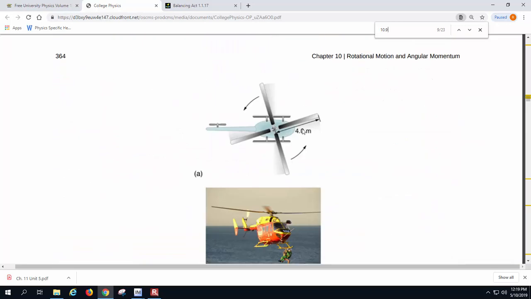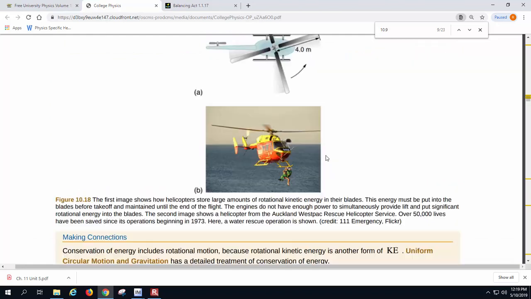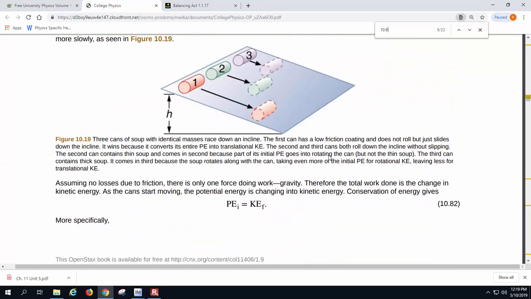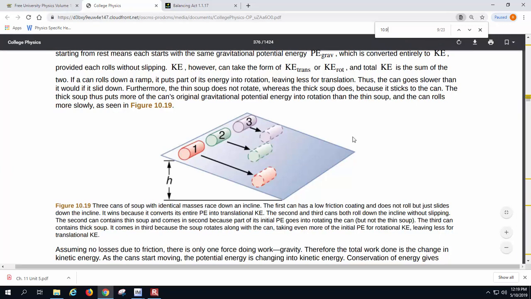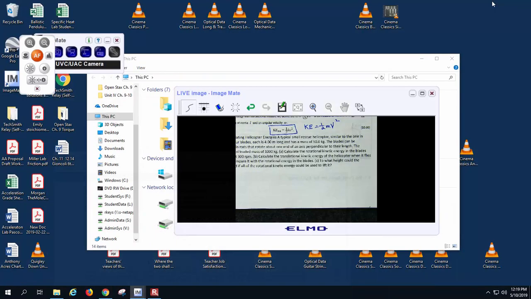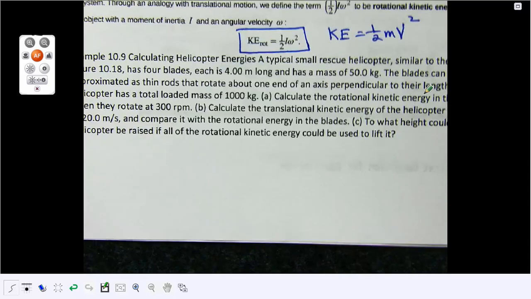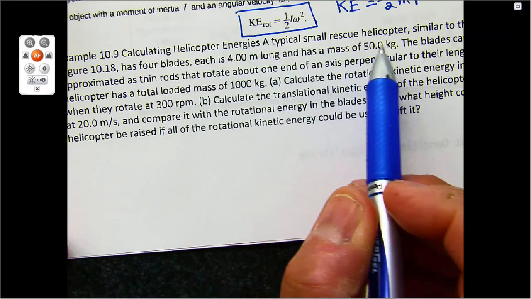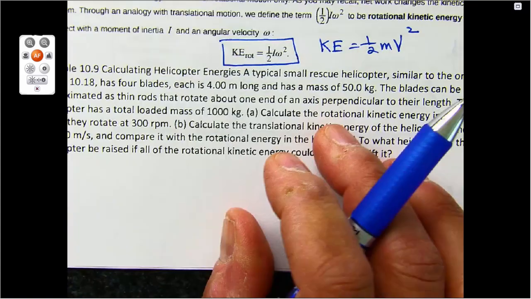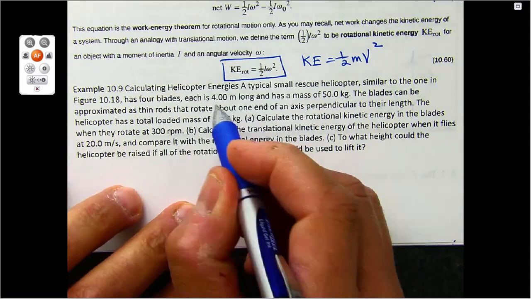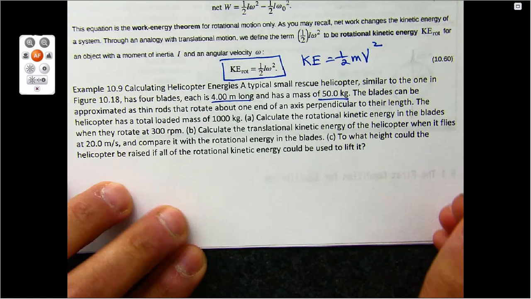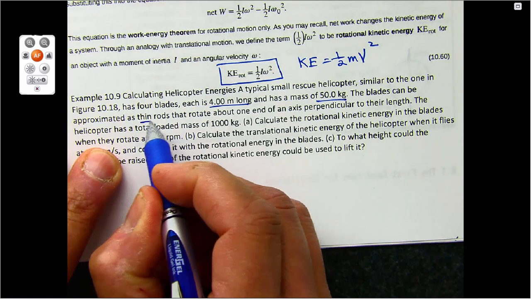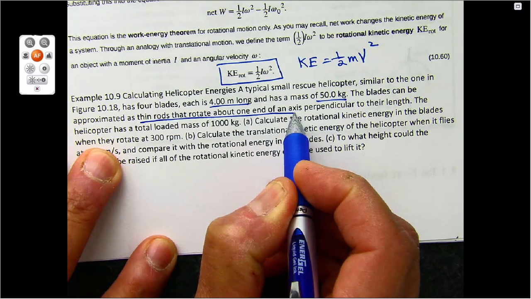Helicopter blades like this, 4 meters long. And then next we'll calculate moving rotational energy down an incline. So we got 4 helicopter blades. Calculating a typical small rescue helicopter similar to the one in figure 10.18. 4 blades, 4 meters long. We got a mass of 50 kilograms. The blades can be approximated as thin rods that rotate about one end of the axis.